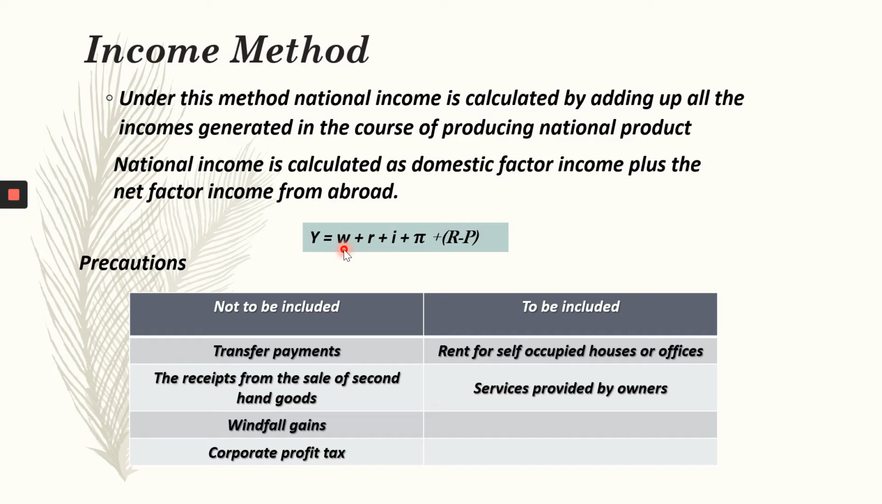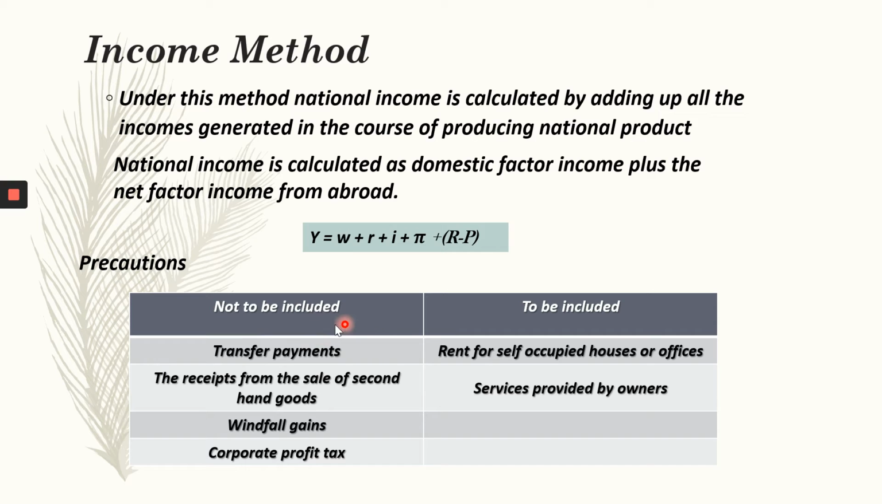What do you mean by wages? The factors of production, land, labor, capital, and organization, are given factor incomes. So these are the incomes given to the factors of production. Wages is given to the laborers, rent is given for the land, I is given for the capital, π is the profit for the entrepreneur. So national income is calculated as domestic factor income plus the net factor income from abroad, R minus P.